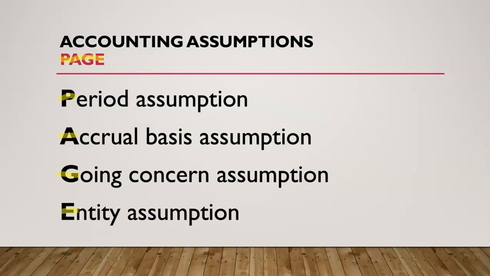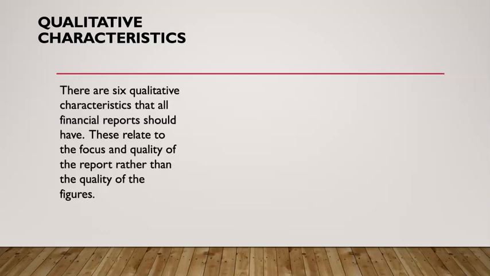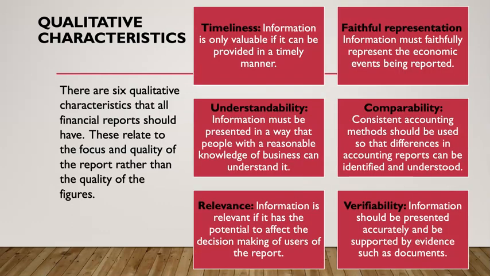Now these are just some of the rules. We also have qualitative characteristics. Qualitative characteristics, of which there are 6, relate to the quality of the report rather than the figures. We're looking at how focused and what is the quality of the report. We would say that if you do all of these 6 qualitative characteristics of your reports, you're going to make focused and quality reports. And the 6 are here.